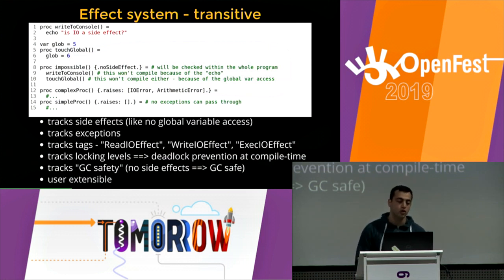We can also annotate which exceptions are meant to be raised by a function. And if there is any other function call anywhere in whatever that function is doing, which can raise another exception, this won't compile because it's going to be checked at compile time. We can also constrict it to say that we don't want any exceptions to leave outside of this function. We can also use custom tags, and we can leverage this effect system in any way we want, actually.